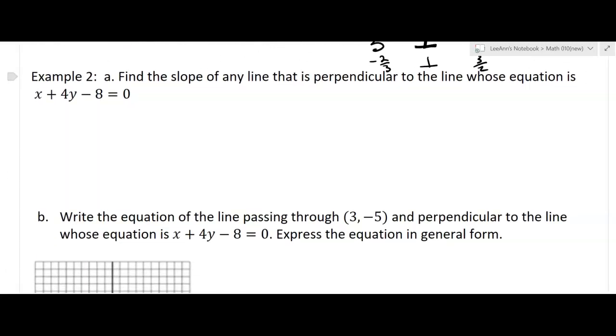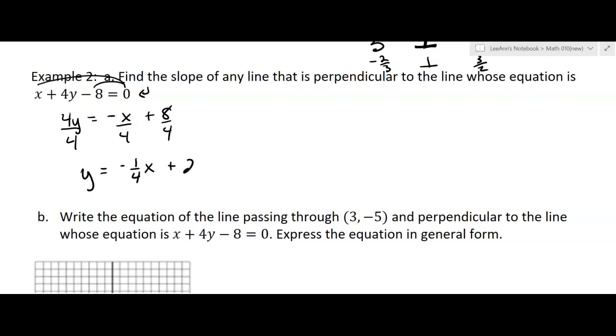So here it says, find the slope of any line that's perpendicular to the line whose equation is, and they give us this equation in general form. So what we need to know is the slope of that equation. Well, to do that, we're going to solve for y. So we have 4y equals the opposite of x plus 8. So think about putting the x on the other side and the -8 coming to the other side. They change signs. It looks like that. Then divide everything by 4. So you get y equals -1/4 x plus 2.